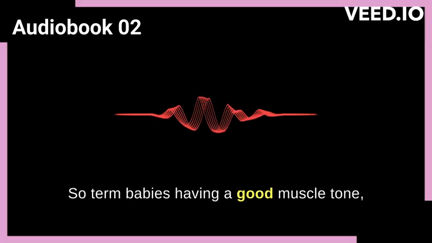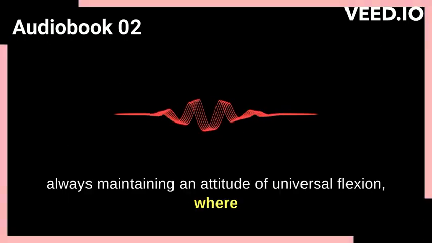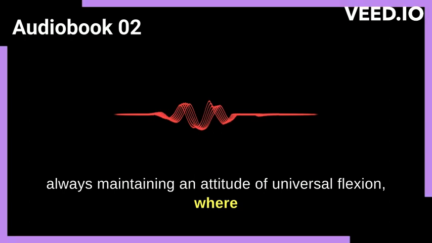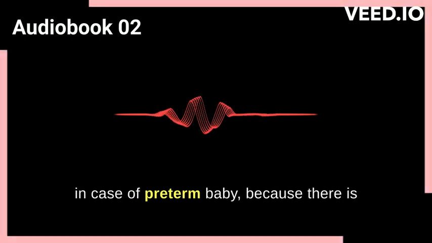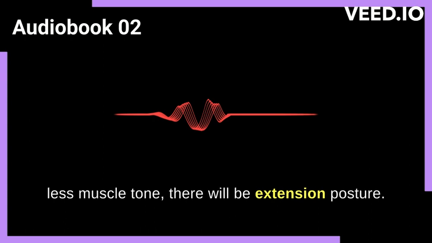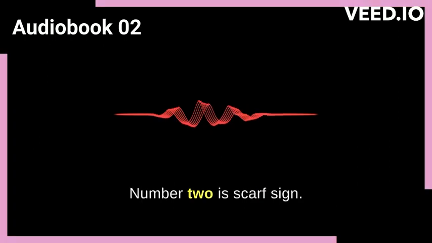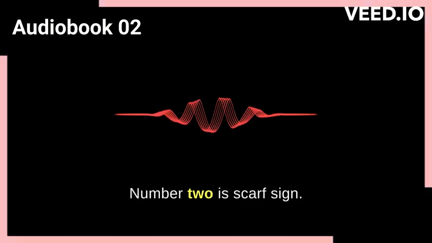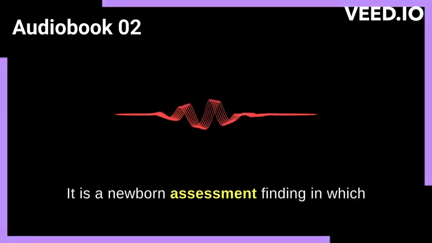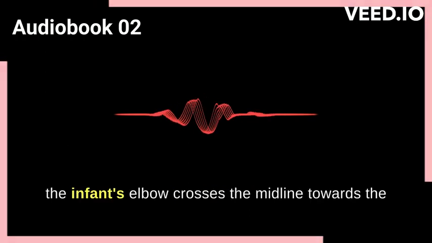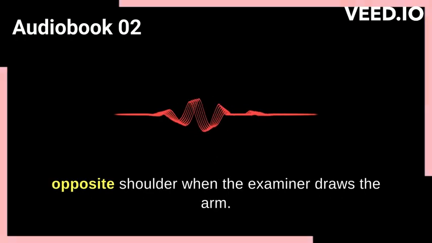Term babies have good muscle tone, always maintaining an attitude of universal flexion, whereas in preterm babies, because there is less muscle tone, there will be extension posture. Number two is scarf sign. What is scarf sign? It is a newborn assessment finding in which the infant's elbow crosses the midline towards the opposite shoulder when the examiner draws the arm.